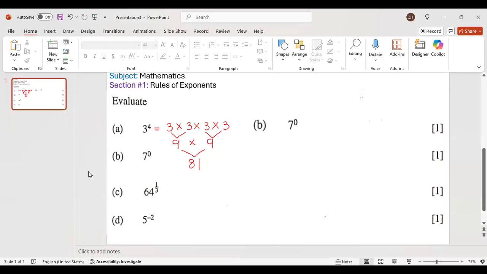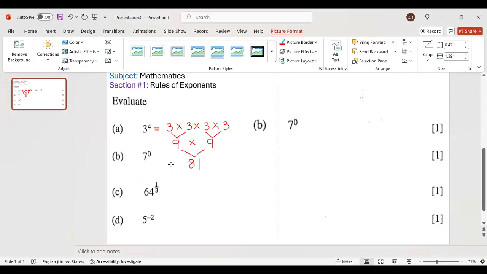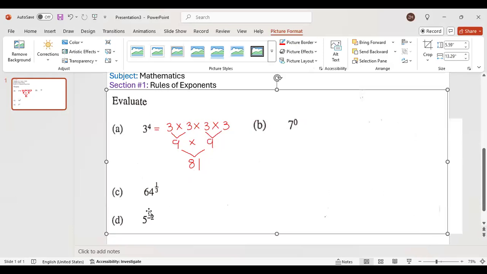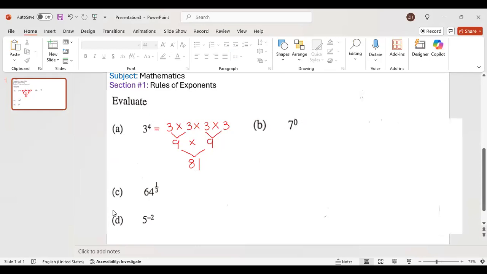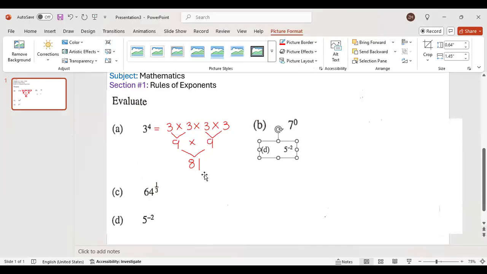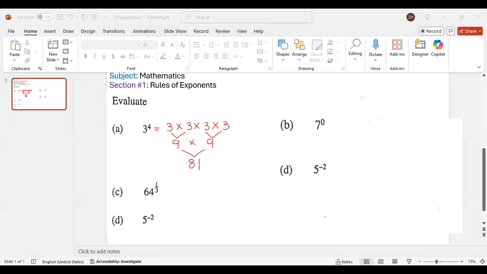So I want to do B here, but I don't have enough space. So let's put B on this side, and I'm going to put D on this side too. B and D go on this side, and that makes more sense, since we need more space here. Okay, so now D is going to be done here, and C is going to be down below.